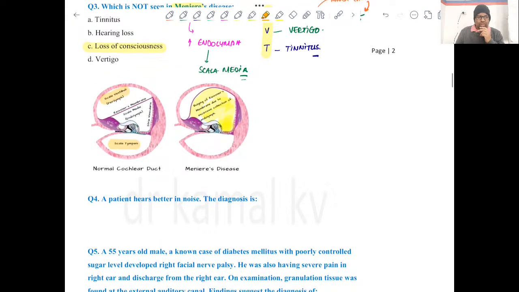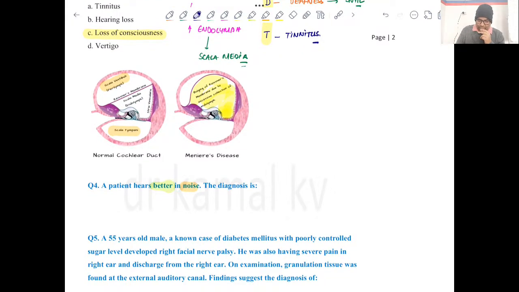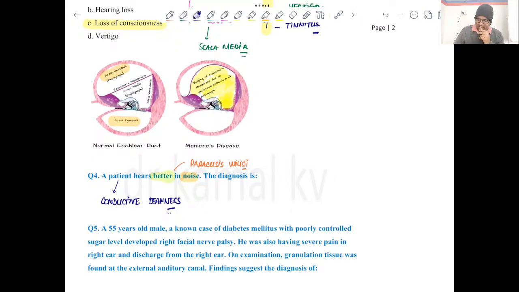Now the next question is a very easy question. A patient hears better in noise. What clinical condition are we discussing? Now the patient here is actually having conductive deafness. Okay, so he is having conductive deafness. Very good, Mohammad Anas. This is paracusis willisii. Great. So this is paracusis willisii, and what happens? The patient is actually a case of otosclerosis here. Right? So the condition which is being discussed here is otosclerosis.